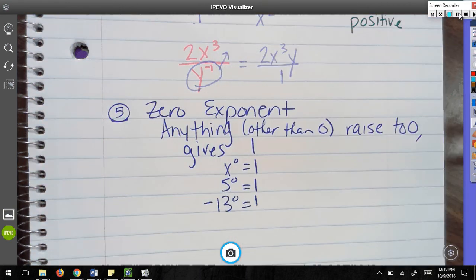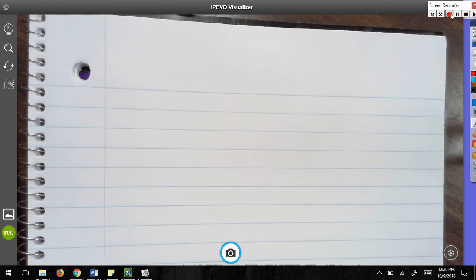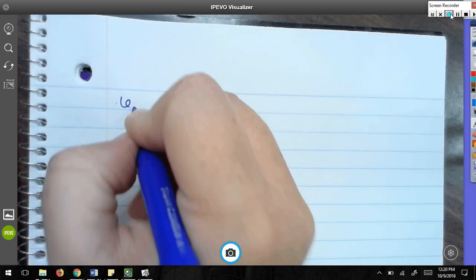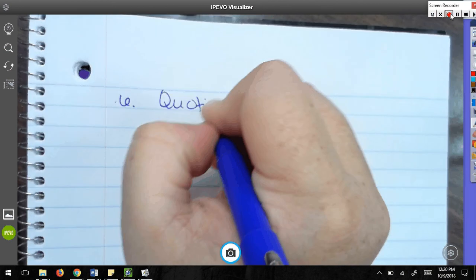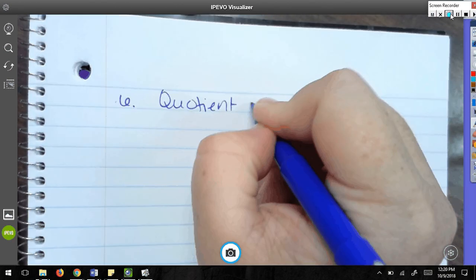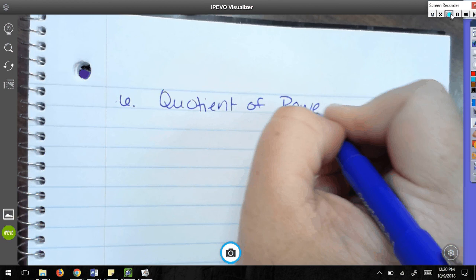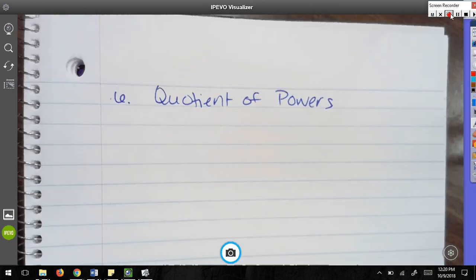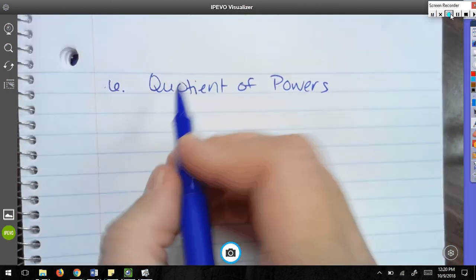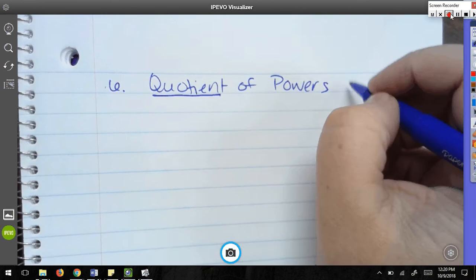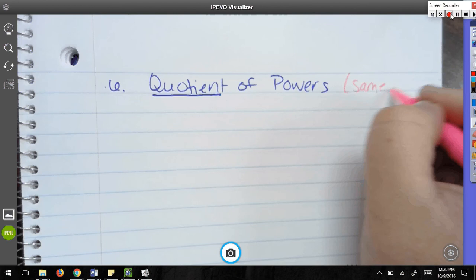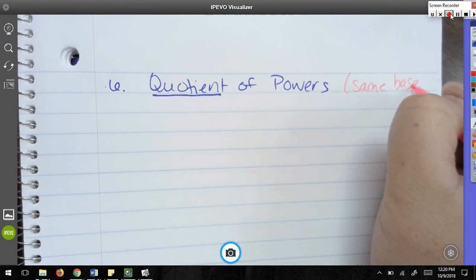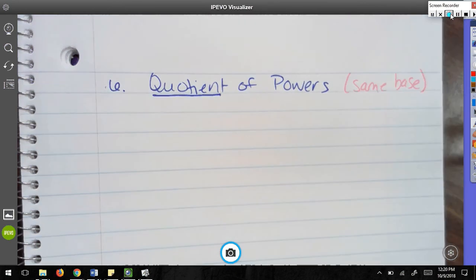Alright, let's do number 6. The sixth one is quotient of powers. Okay? So the quotient of powers property, quotient means to divide. This is another one that it's real important to note. This is a same base property. It's got to have the same base in order for this to work.